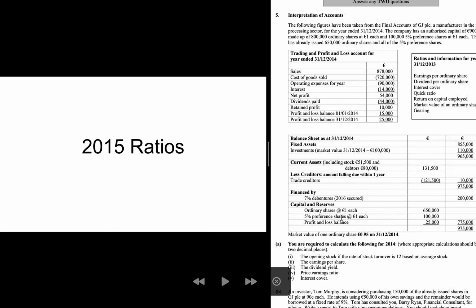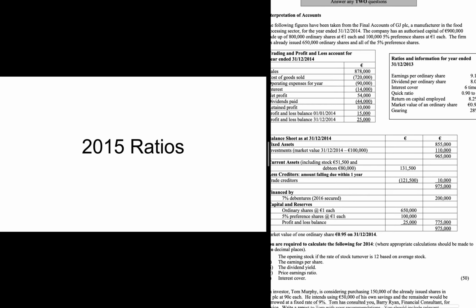So you'll be asked your 5 ratios. You'll see, as I said, they're becoming standardized over the years. You're not seeing too many new ones in part A. So you've got your opening stock, if the rate of stock turnover is 12 based on average stock.